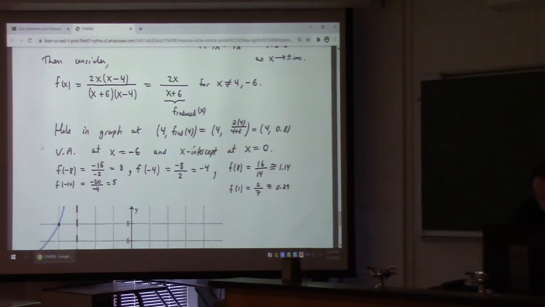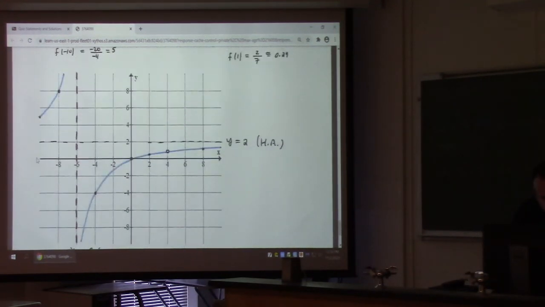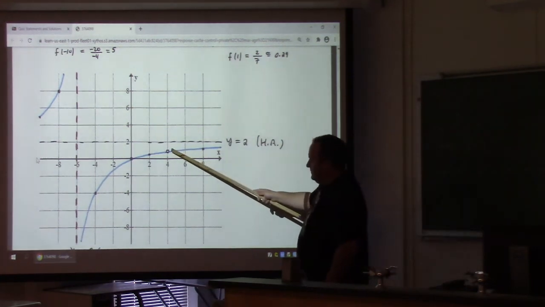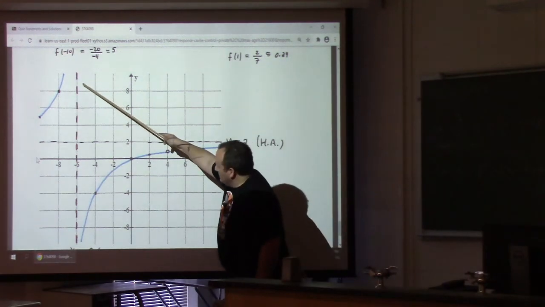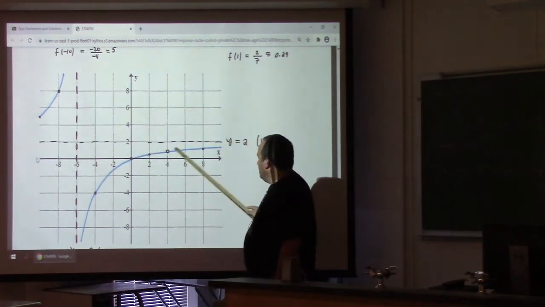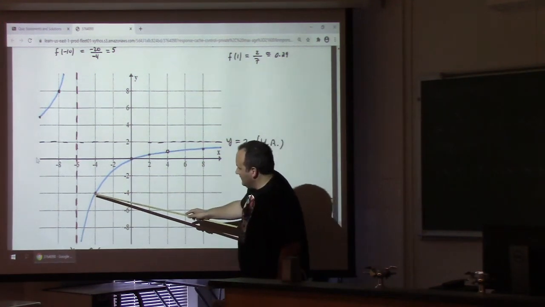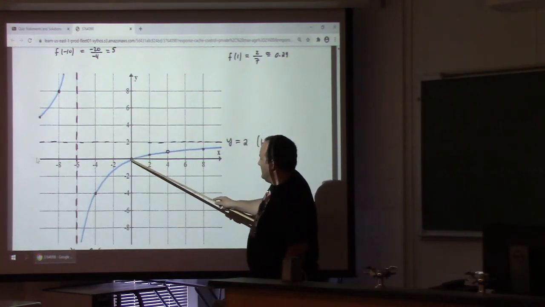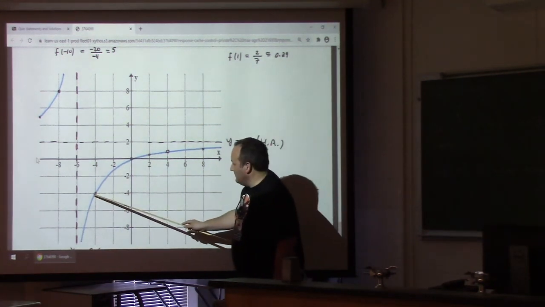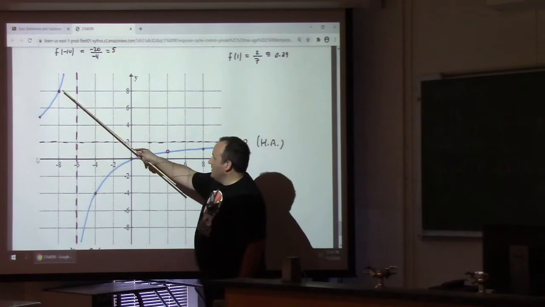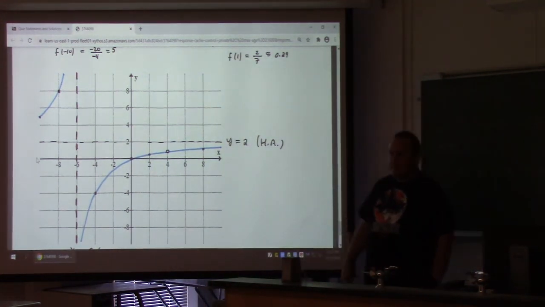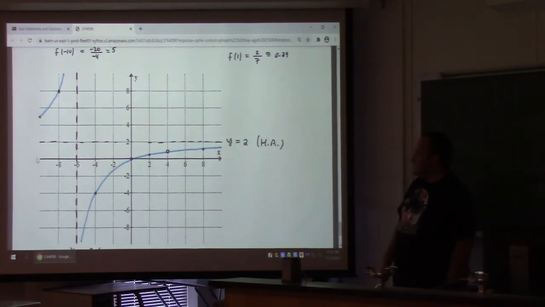And here it is. So I got my hole in the graph at 4 comma 0.8. I have a vertical asymptote at minus 6. I've got a horizontal asymptote at 2. And I plugged in a couple of points. Here's my 0 at 0. And I plugged in f of 8, f of 2, f of minus 4, and also f of minus 8, just to give my graph more scale, to make it more true to scale.